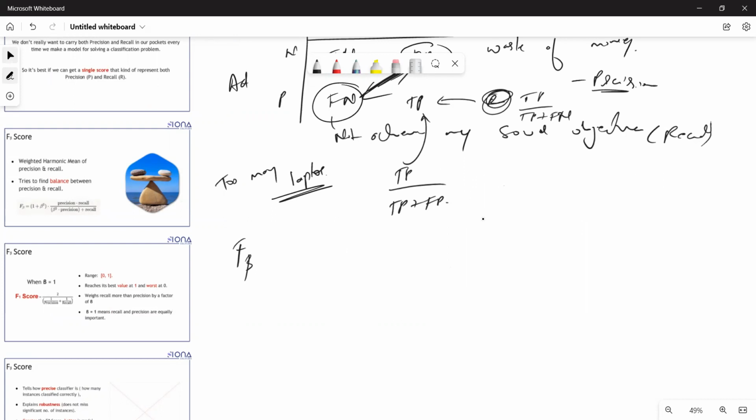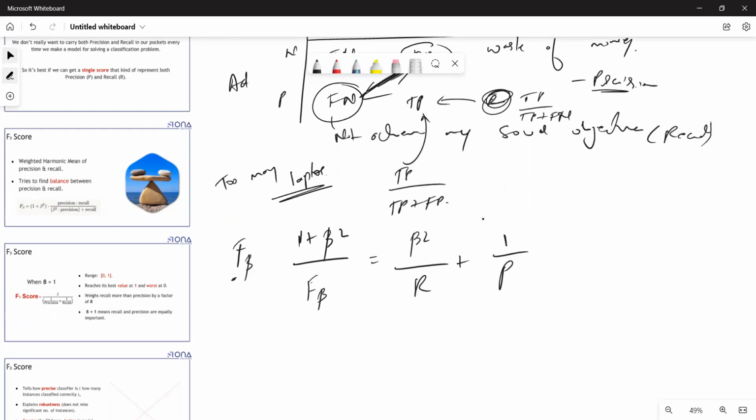So the formula for F beta goes something like this: (1 plus beta square) divided by F beta equals beta square divided by recall plus 1 divided by precision. There are a few cases where you might find it confusing which one to minimize, and therefore we combine those factors, precision and recall, together, and you can work on the F beta score.